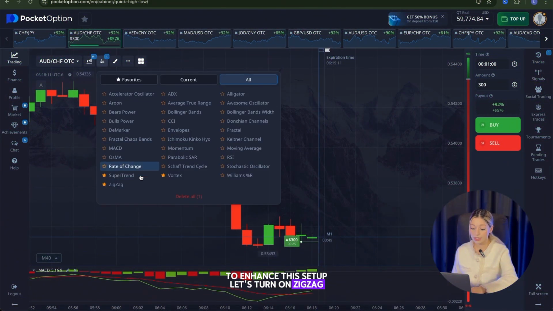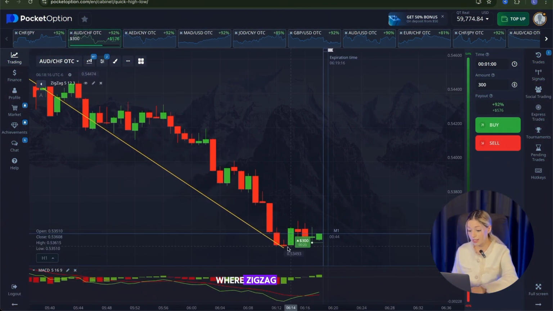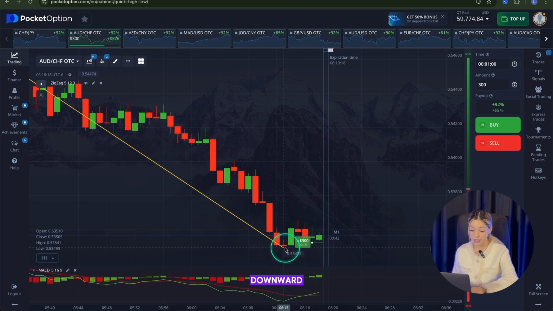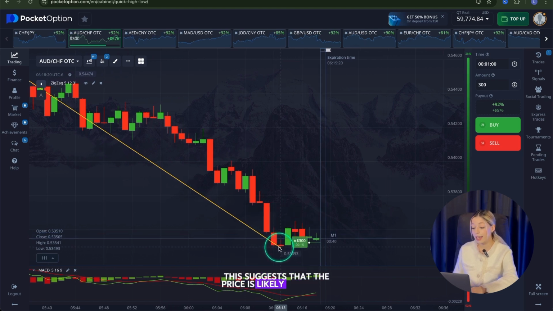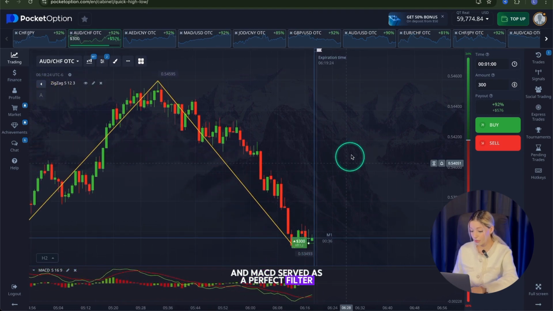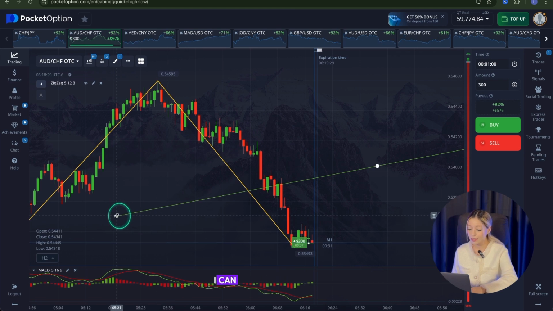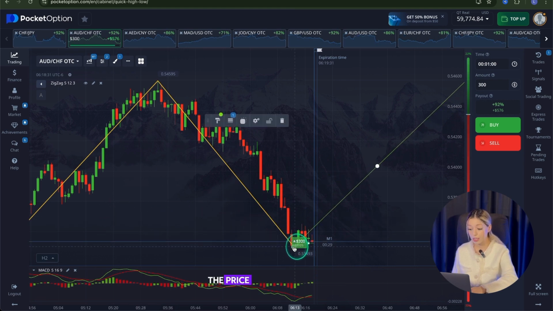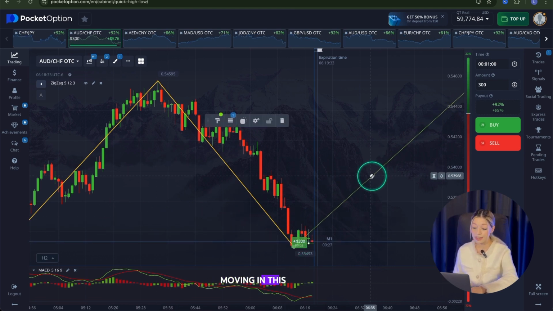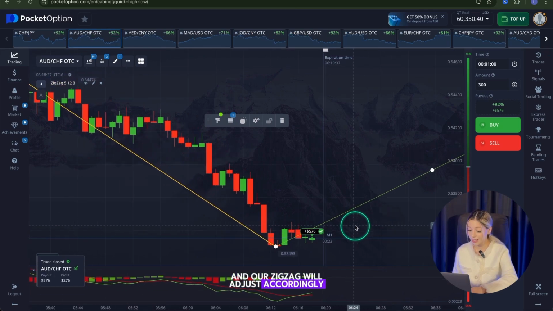Let's turn on zigzag. I really like how it works. And look at the candle where zigzag stopped moving downward. This suggests that the price is likely reversing, and MACD served as a perfect filter for our zigzag. Based on the MACD signal, I can confidently say that the price will likely continue moving in this direction, and our zigzag will adjust accordingly. And just like that, our third trade has closed in profit.